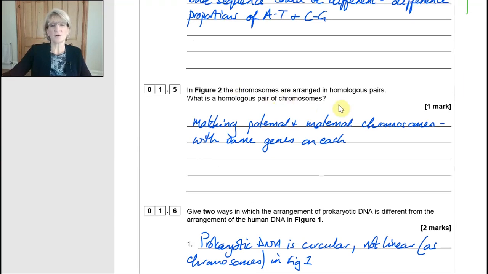Here, figure 2, the chromosomes are arranged in homologous pairs. Okay, so what is a pair, a homologous pair of chromosomes?